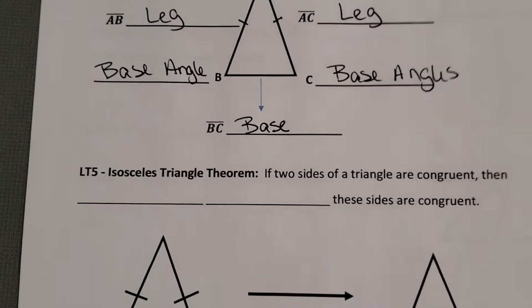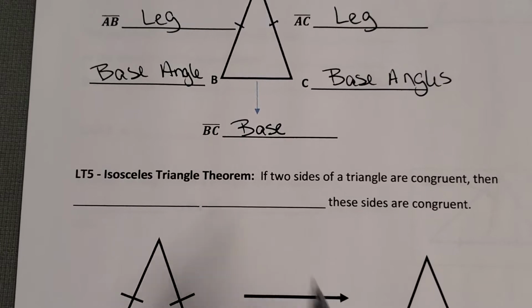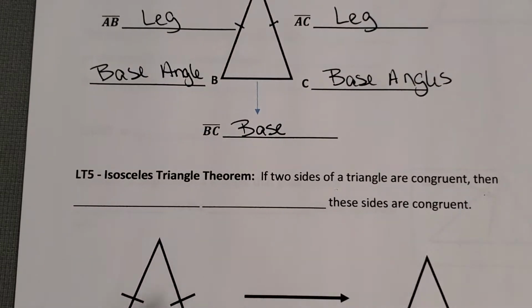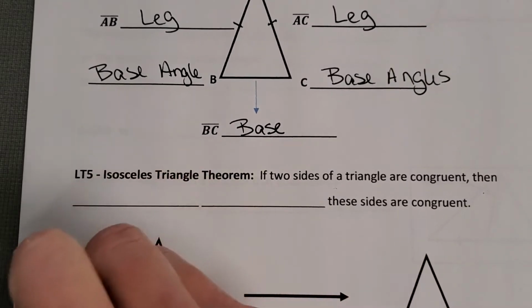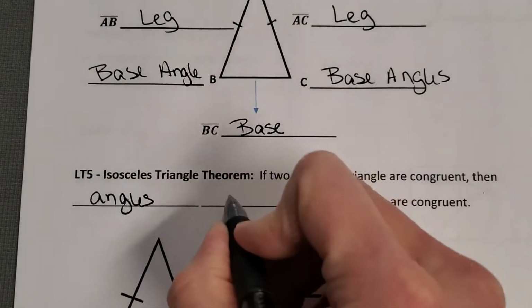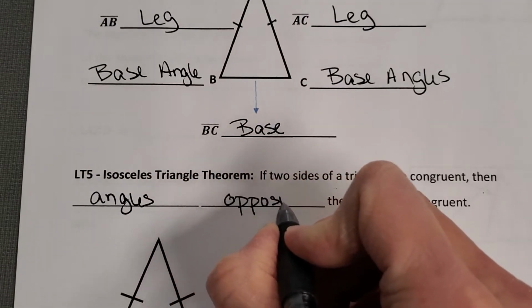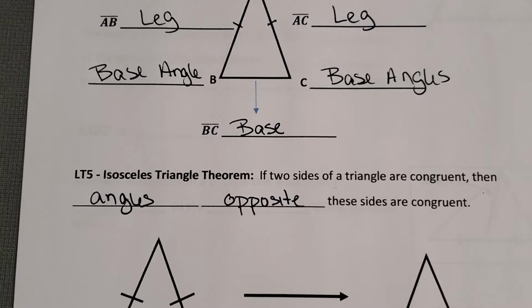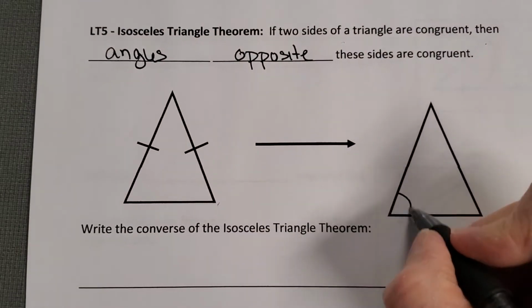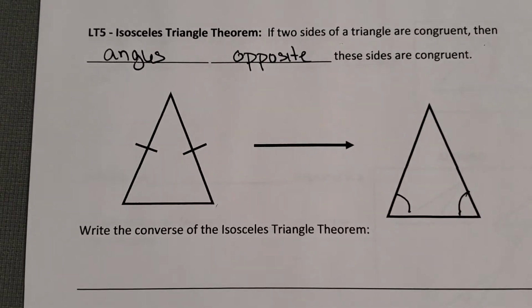All right, so our first theorem is the isosceles triangle theorem, and it says if two sides of a triangle are congruent, then the angles opposite these sides are also congruent. Basically it means that the base angles of an isosceles triangle are congruent. So if you know two sides of a triangle are congruent, then you can assume through this theorem that the base angles are going to be congruent.